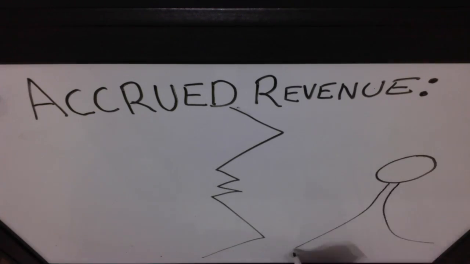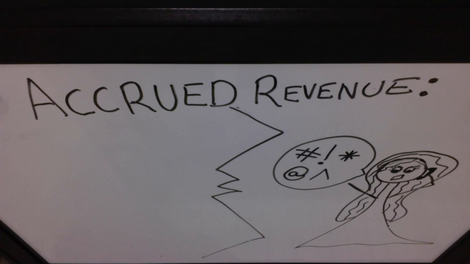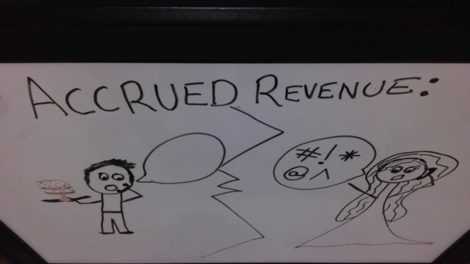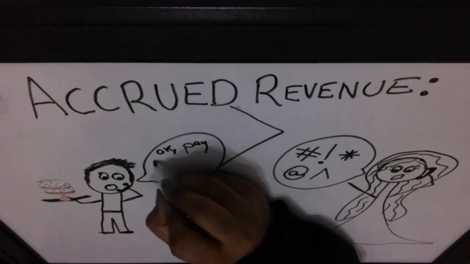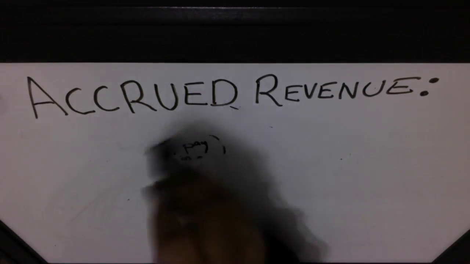Accrued revenue is the opposite, where cash is received after a good or service has been provided. Say, for instance, a customer utilizes the emergency wedding cake service, where a cake is provided on short notice and the customer is billed an invoice in the next week.